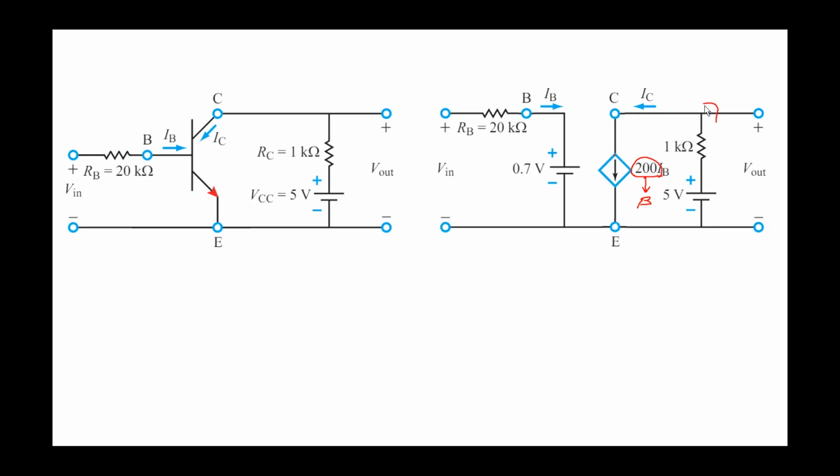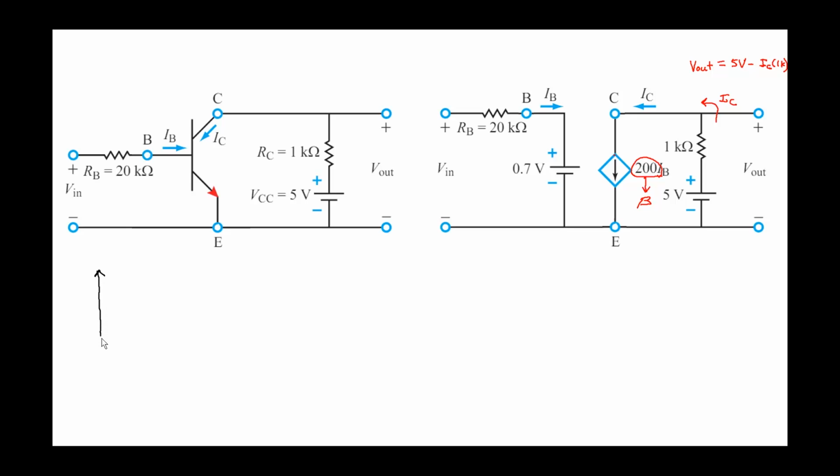IC also goes through this branch and causes a voltage drop across this resistor. So Vout is going to be this 5 volts minus the collector current times the 1K resistor. 5 volts minus the voltage drop.